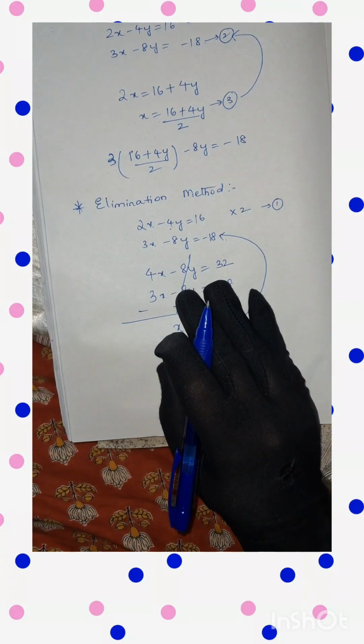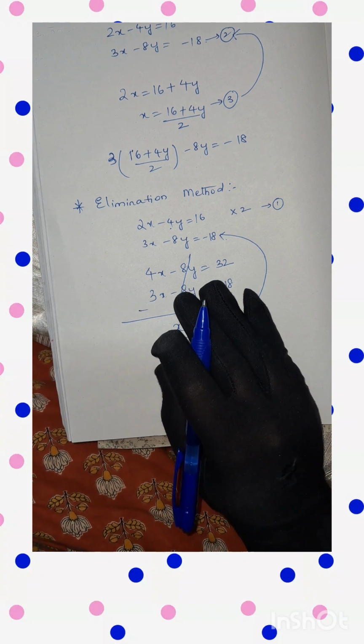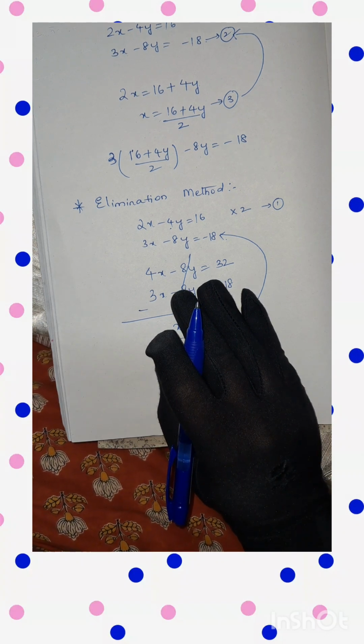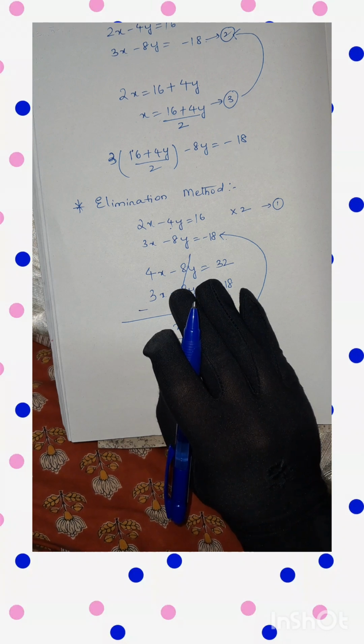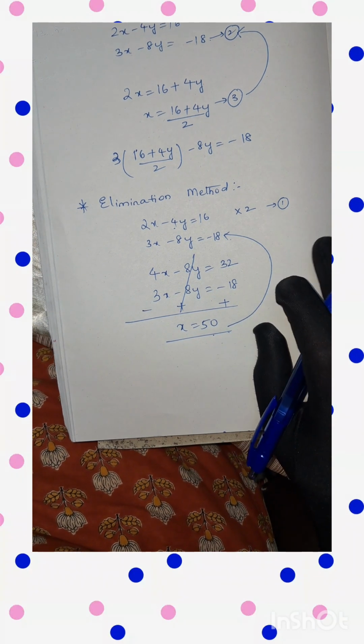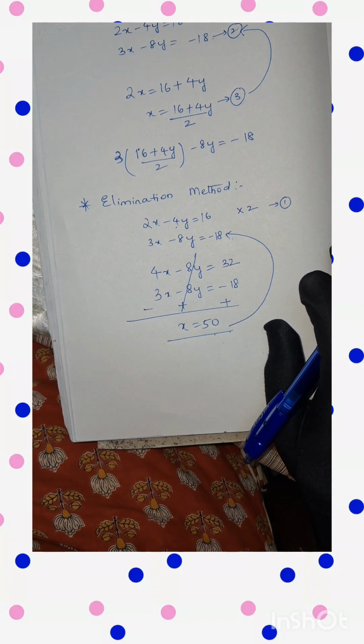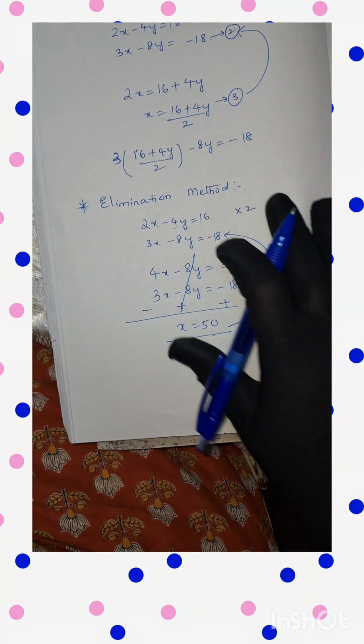So this is actually the process of solving the equations. The first is the graphical method, second is the substitution method, third is the elimination method. And we have certain conditions to understand whether the pair of linear equations is consistent, inconsistent, dependent, or independent. I'll show you the conditions for this.